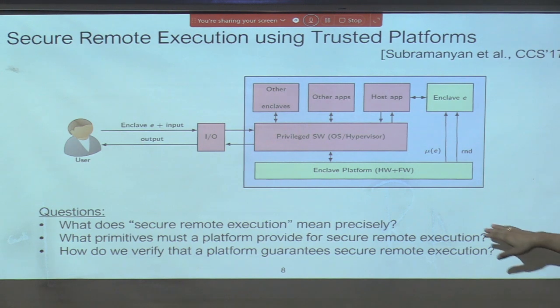Am I executing the right program, and is the program doing what I want, right? And so in this paper, we address those questions by first trying to formulate a property, a formal specification for what secure remote execution means. And then the second thing we did was provide a formal model for a trusted execution environment, an enclave platform. And then the third thing we did was try to verify that our formal model satisfies the secure remote execution property. Okay, so those are the three things.